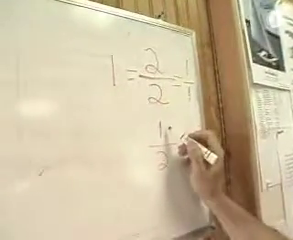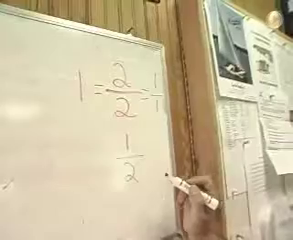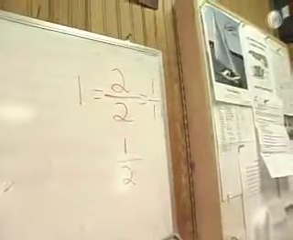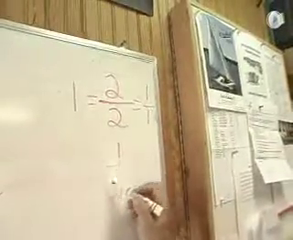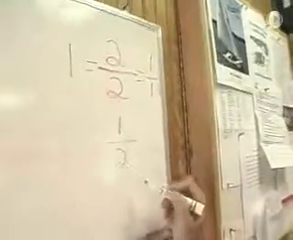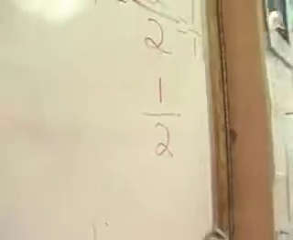So the top number of a fraction is called the numerator. The bottom number of the fraction is called the denominator. So the bottom number tells you how many parts you divided the whole into. The top number tells you how many of those parts you're using. Okay. It's that simple.